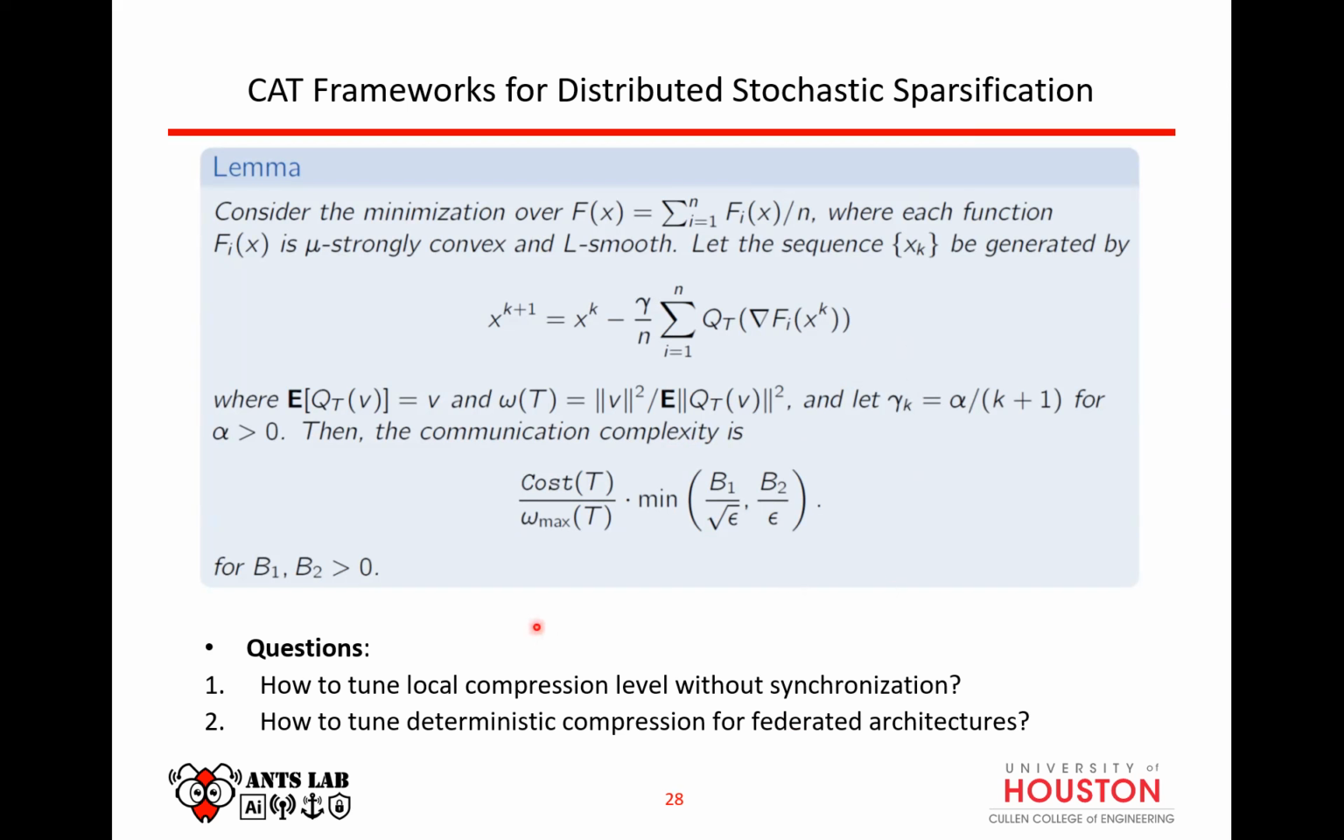However, they have a couple of open questions again. One is how do you tune the local compression level without doing the synchronization? Because at every iteration you send the model updates and things, so you're kind of dependent on that. So they were trying to tune the local compression level without doing any kind of synchronization. The other would be how you would tune this kind of deterministic compression for federated architectures, because of the non-IID data that the clients would have. So these two are the open questions that they have.